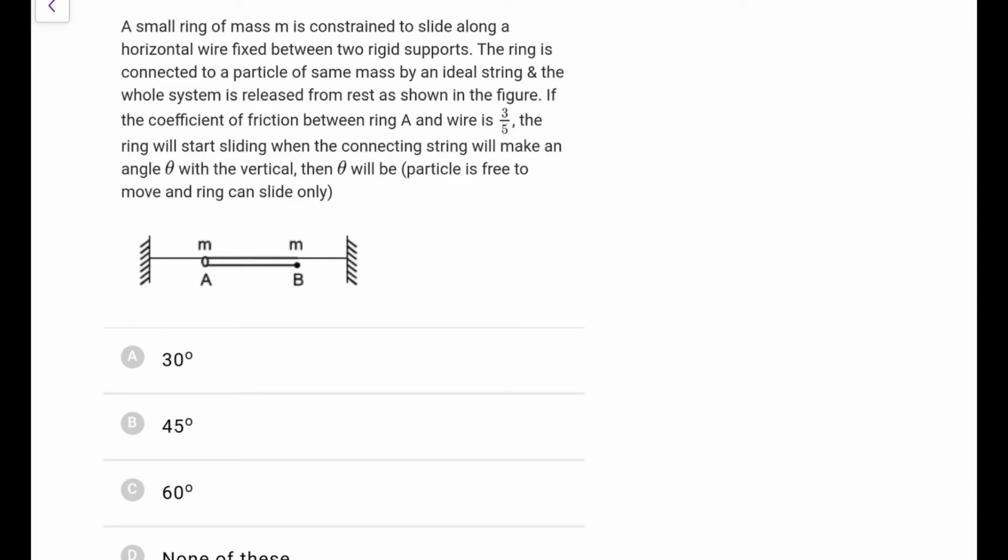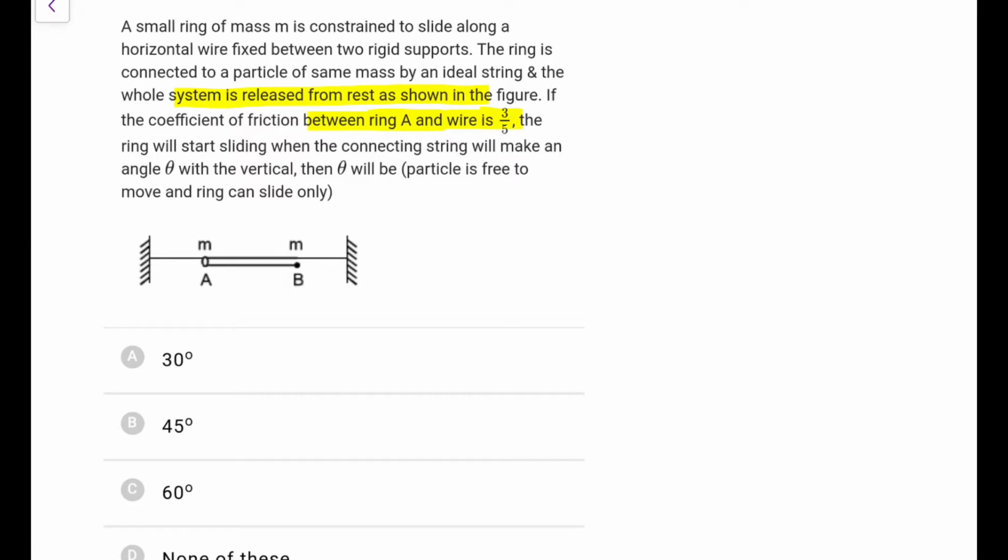Small ring of mass m is constrained to slide along a horizontal wire fixed along two rigid supports. The ring is connected to a particle of same mass by an ideal string, and the whole system is released from rest as shown in figure. If the coefficient of friction between A and wire is 3 by 5, the ring will start sliding when the connecting string will make an angle theta with the vertical, then theta will be.